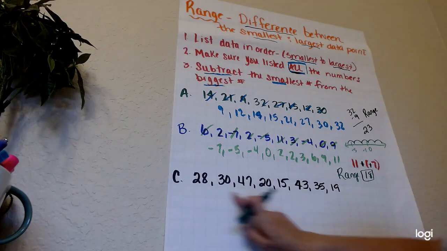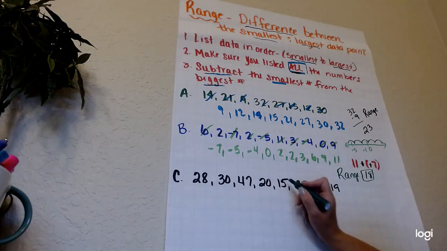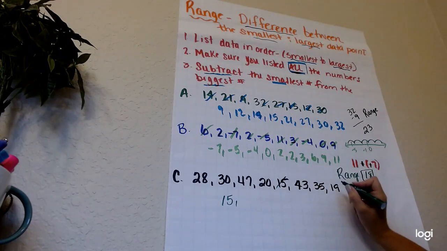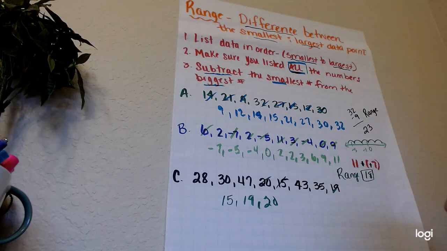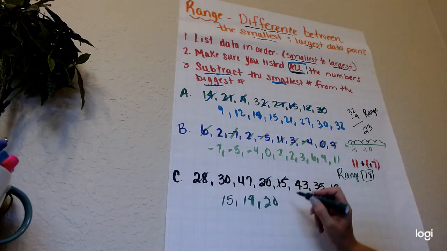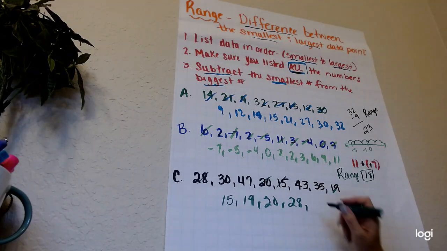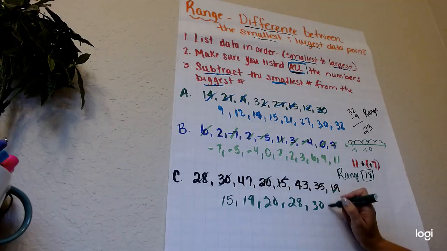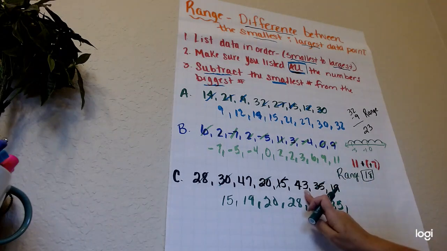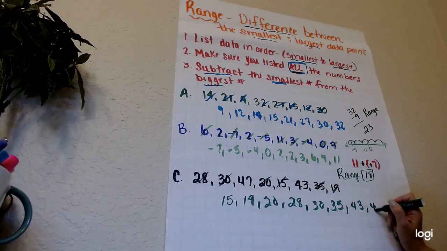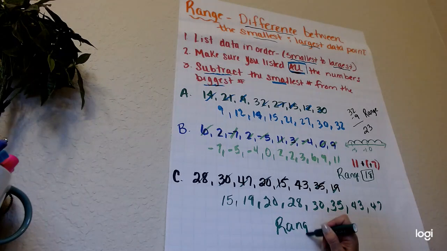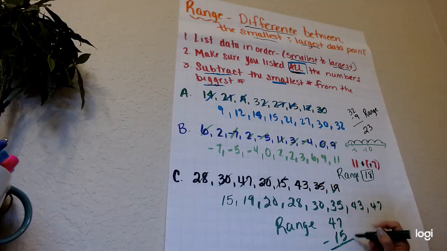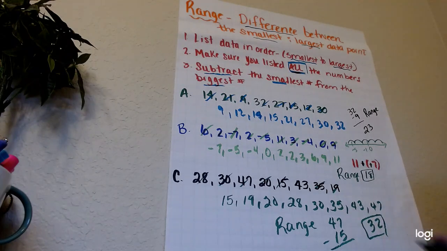All right, last one. Smallest to largest. Okay, I'm looking here and I see a 15. I see a 19. I see a 20. 21, 22, 23, 24. Nope, I do see a 28. Now I see a 30. I have a 35. Right here is a 43. And a 47. Okay, so that's a really odd range of numbers. Maybe it was a quiz or something. So biggest minus smallest. So 47 minus 15. So my range on this one is going to be 32.